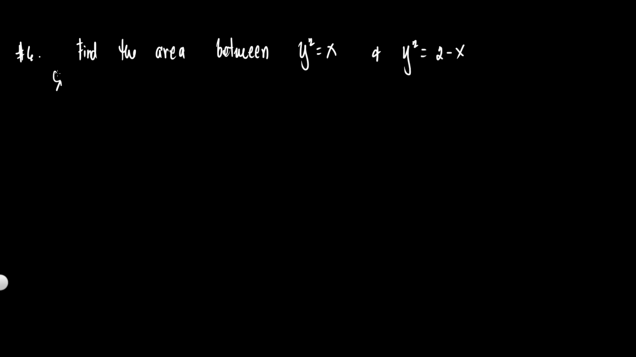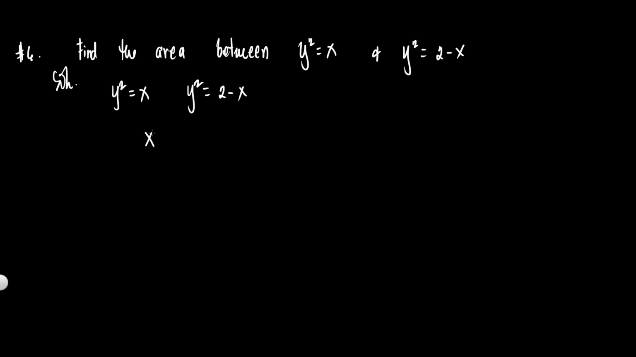Number 6, find the area between y squared equals x and y squared equals 2 minus x. Okay? For the solution, solve these two equations simultaneously. So we have, let's write first, y squared equals x and y squared equals 2 minus x.